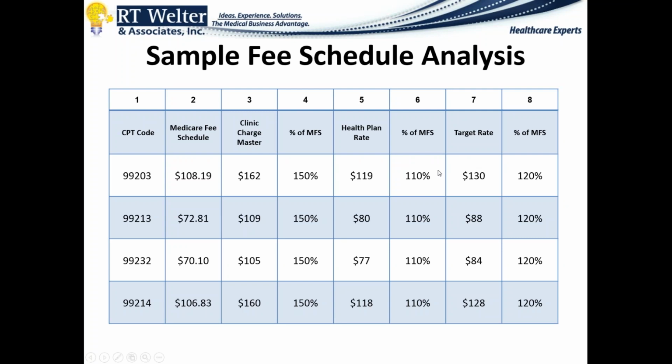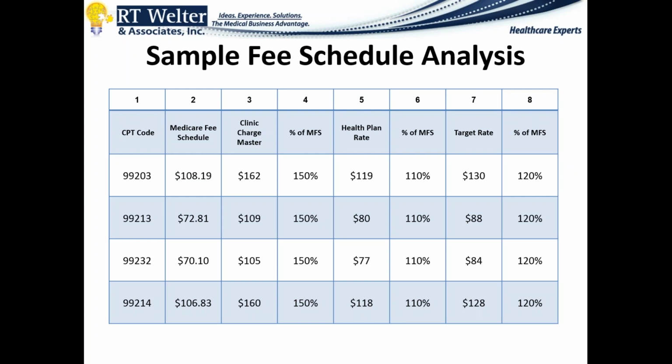Sample fee schedule. So column 1 are our CPT codes, which we've looked at several examples. So we've got 99203, which is a new patient visit. And these are very hypothetical numbers. You guys don't feel obligated to use these numbers. These are hypotheticals and purely for training examples. Medicare fee schedule for a 99203 is $108.19.